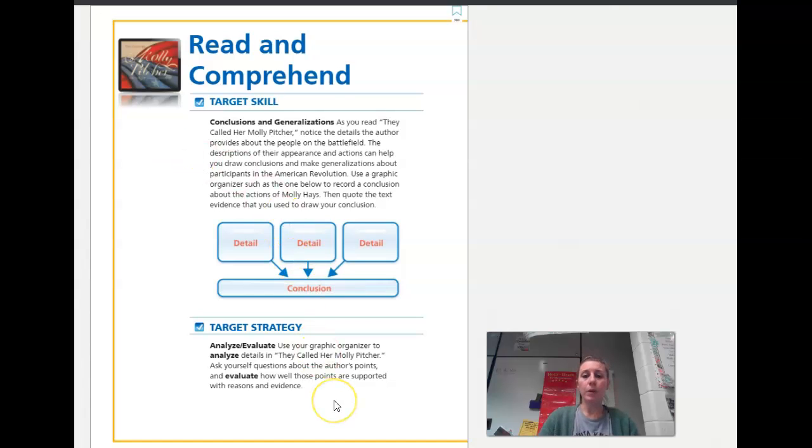Another thing that we're going to be working on is using the strategy of analyzing and evaluating our text. When we analyze the text, we pick it apart. We find out details about it that we can think more deeply about. So here it says, use your graphic organizer to analyze the details in They Called Her Molly Pitcher. Ask yourself questions about the author's points and evaluate, that just means judge or try to figure out how well those points are supported with reasons and evidence.